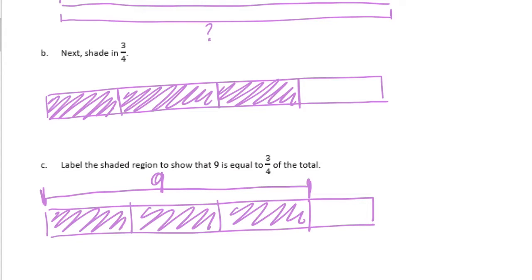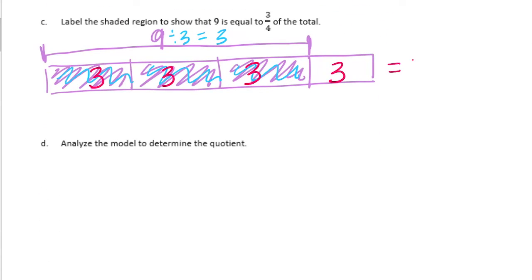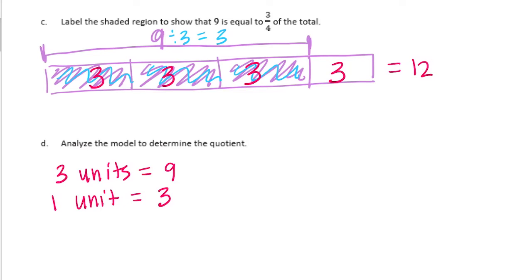All right, so if we know that these three pieces are equal to 9, we can take the 9 and split it into 3 equal pieces, and we'll get 3. So each of those pieces is equal to 3. Which means that this last part is equal to 3. And the total number of cups she would need would be equal to 12. So what we found was that 3 units was equal to 9, which means 1 unit was equal to 3. So all 4 of the units, we just had to do 3 times 4 to get 12. So she needs 12 cups.